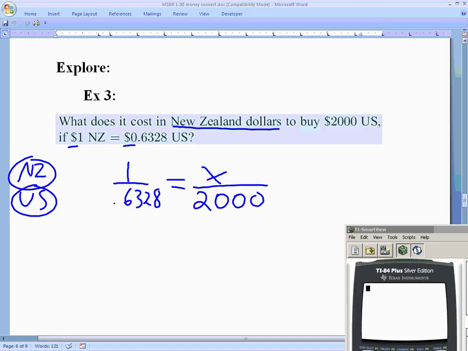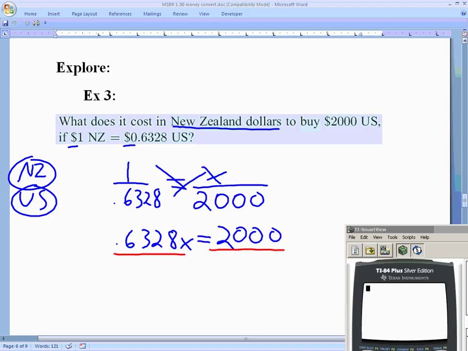So we cross-multiply. This time, however, when I multiply the x across the equal sign, I get 0.6328x. And then I cross the other way, I get 2,000. Well, x isn't alone yet, so we're not done with the problem. So I'm going to divide both sides by whatever is keeping x from being alone. In this case, that's 0.6328. So now those cancel out. I have x alone, and so I just need to divide 2,000 by 0.6328, and I end up with $3,160.